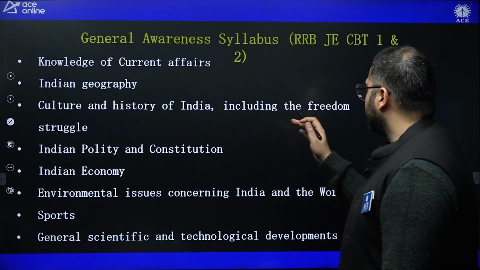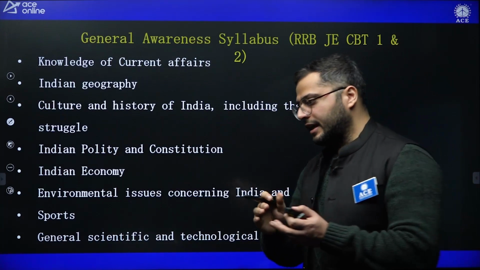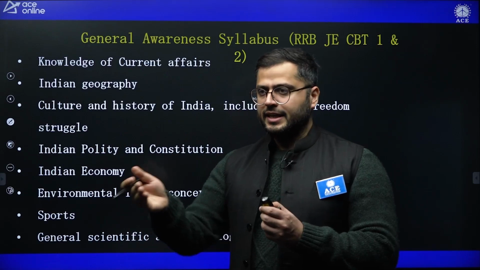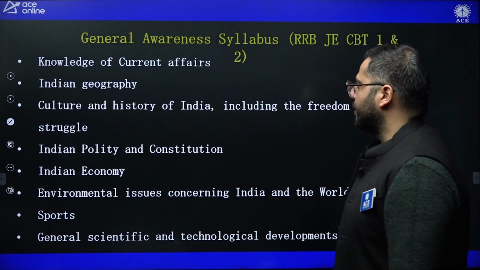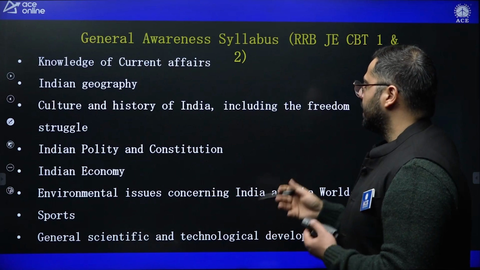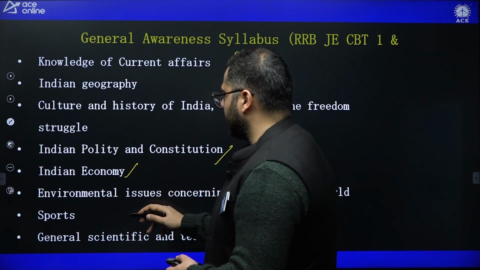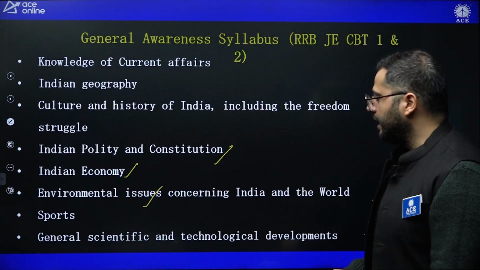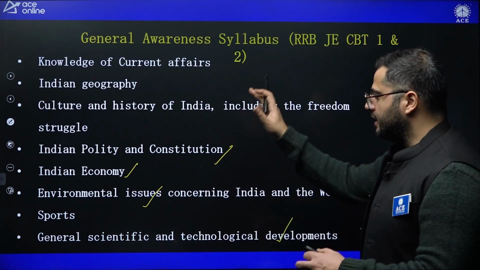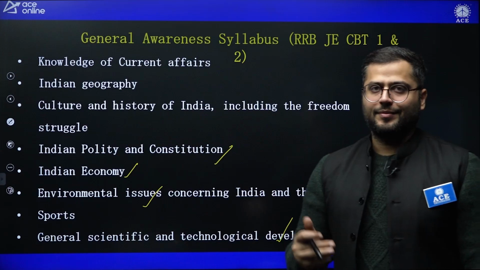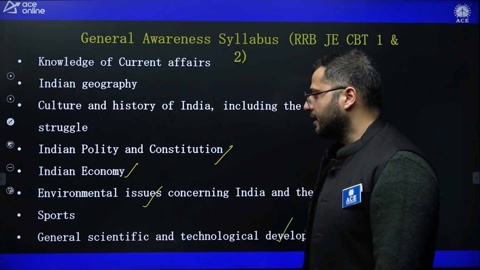After that, the general awareness syllabus. The general awareness section is in both CBT 1 and CBT 2 of RRB JE, and the syllabus is the same. Knowledge of current affairs, Indian geography, culture and history of India including the freedom struggle, Indian polity and constitution, Indian economy, environmental issues concerning India and the world, sports, general scientific and technological developments. These are the topics for general awareness. Again, I'll show you for SSC JE also, the general awareness portion is the same.